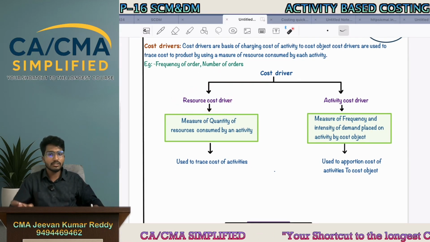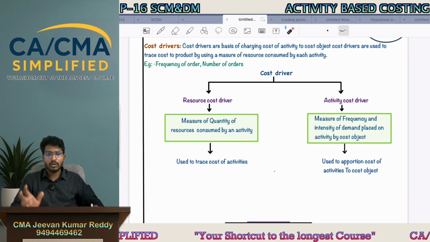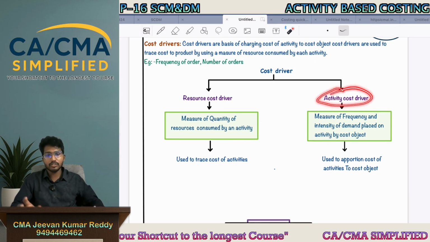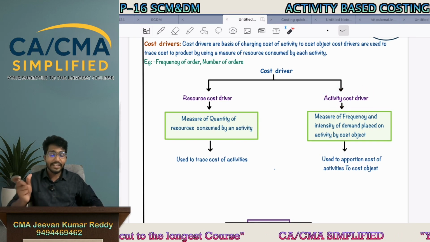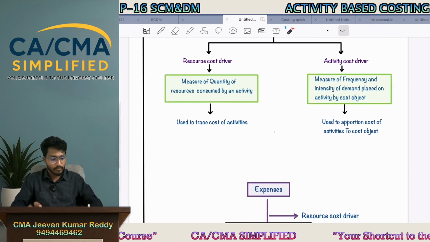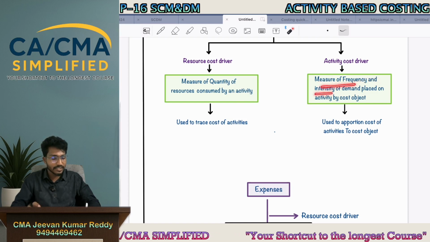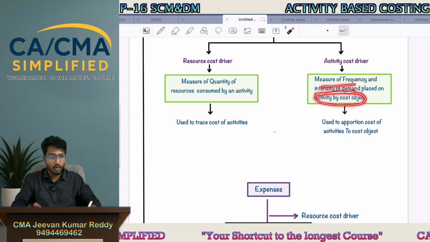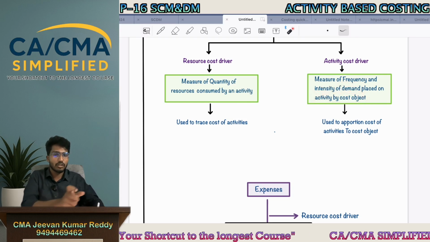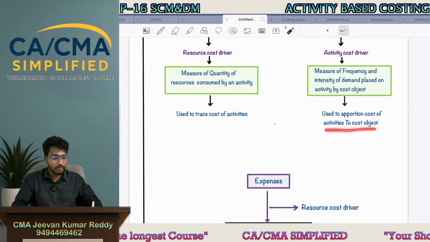Resource cost driver is used to trace out the cost to the activity. This activity cost driver is used to allocate the activity cost to the cost object. It is a measure of frequency and intensity of demand placed on an activity by a cost object. How much activity is used by each cost object is used to apportion the cost of the activity to the cost object.